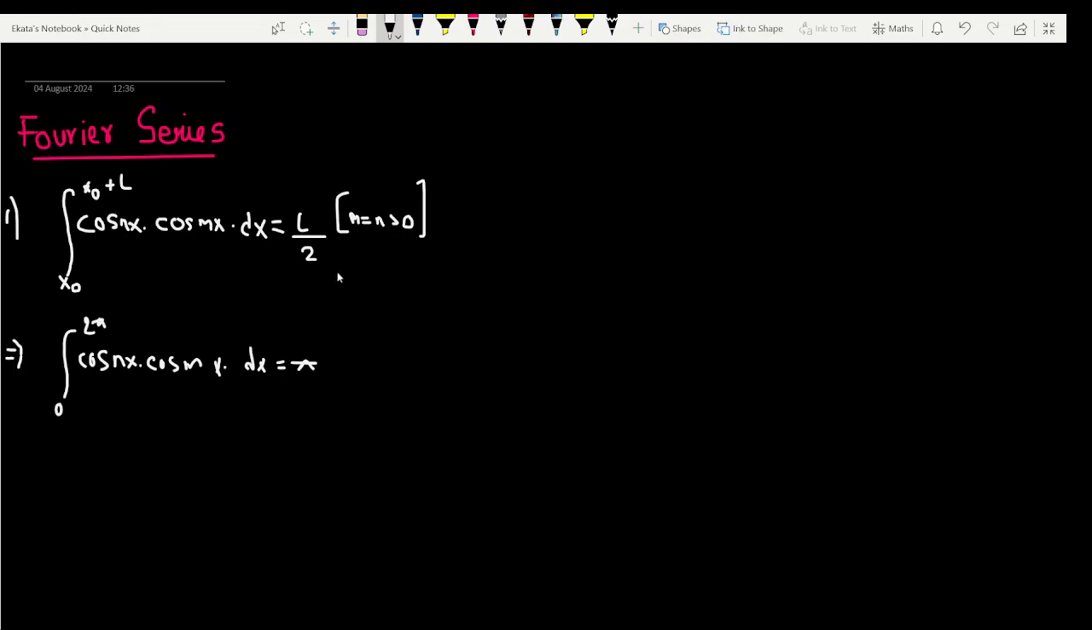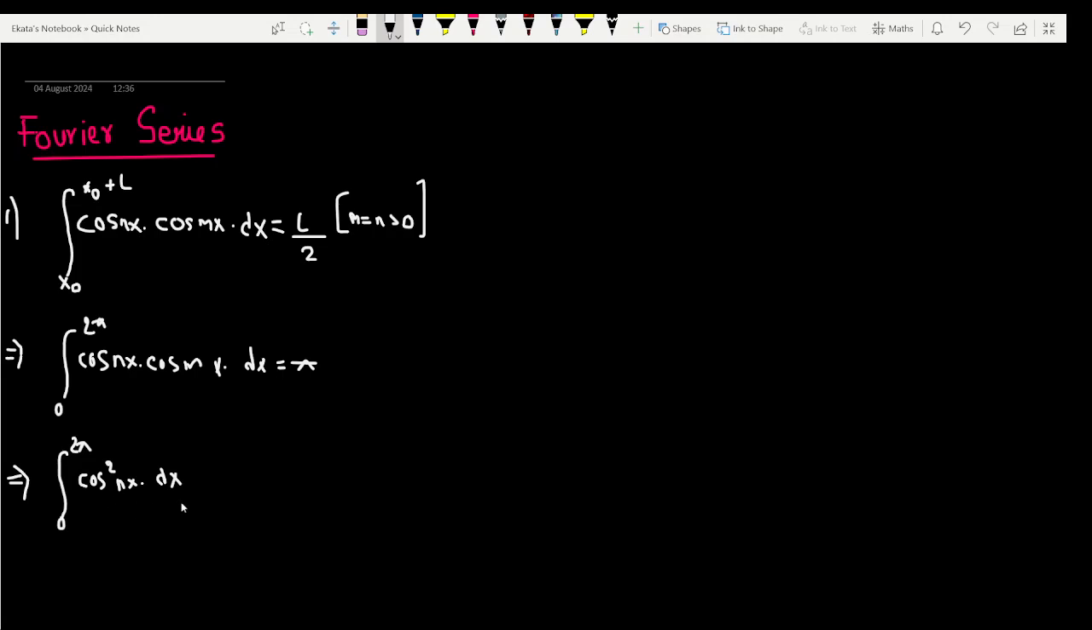And remember, it is only possible if m is equal to n and n is greater than 0. If it becomes 0, there is another method of solving the integral, which I'm going to do in the next video. So we can evaluate this very easily. If m is equal to n, we can write it as cos square nx, and it is applicable for all values of n. n can be any value, 1, 2, 3, 4, 5, 6, 7, 8, 9, whatever.